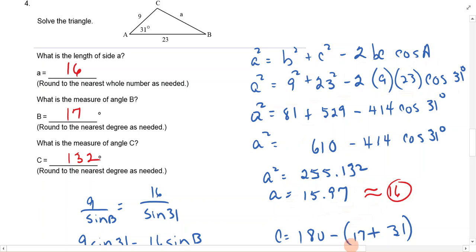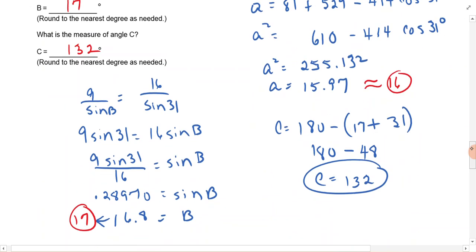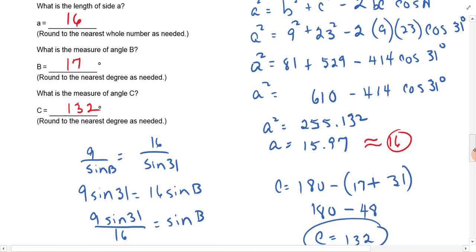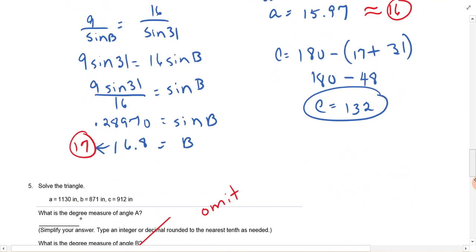180 minus, well, no, I can't do that yet. Then I used the law of sines to get side B, made it a whole number, which was 17. And so then I had 180 minus 17 plus 31. That gave me C, angle C is 132. So you filled out all three parts.